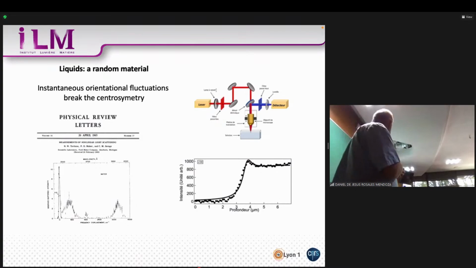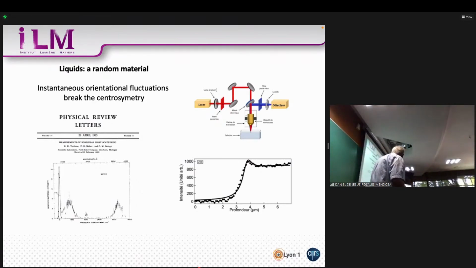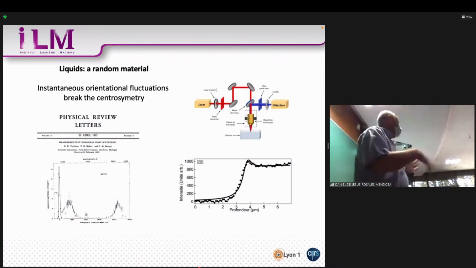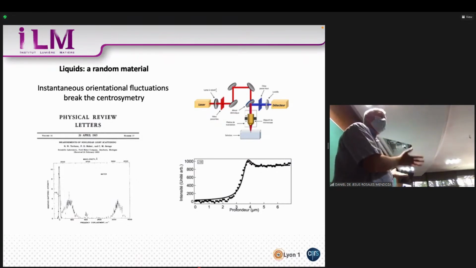oriented. But you can still see the second harmonic. This has been reported in the 60s by Maker and Savage. You see here the second harmonic light, this big peak on the left side, and the other peaks are hyper-Raman bands that we will not discuss. And we can perform exactly the same experiment as before with the powder.